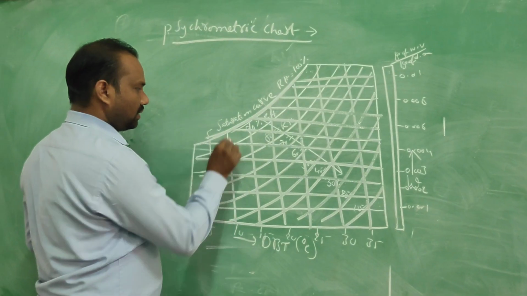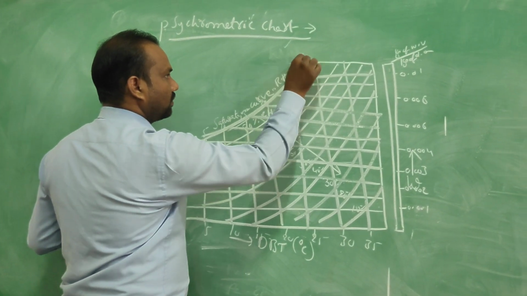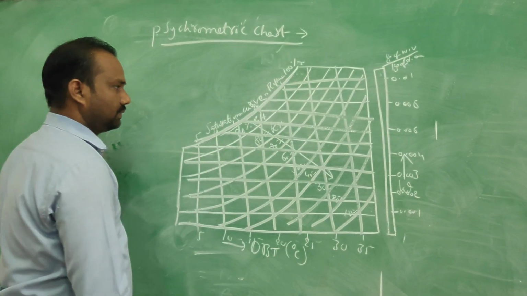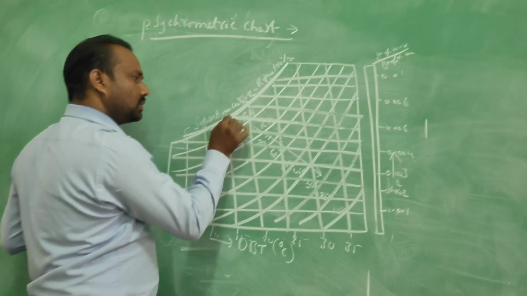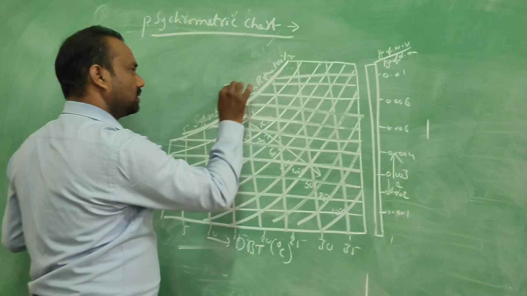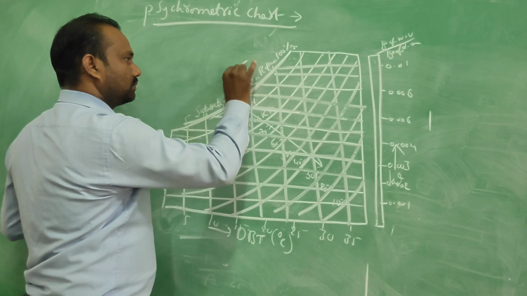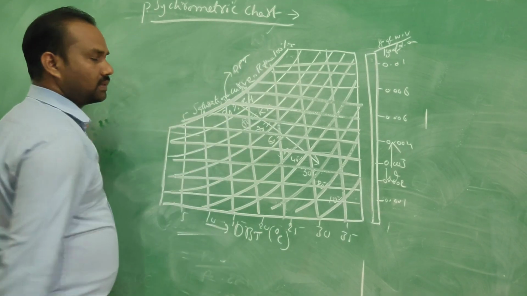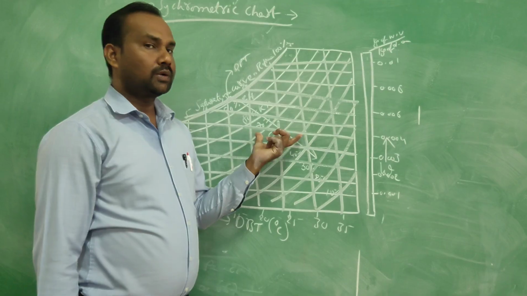This is 5, 10, 15, 20, 25, 30, etc. When you draw any horizontal line towards the saturation curve, whatever value is obtained on the saturation curve, those lines are called DBT lines, dew point temperature values. That means on the psychrometric chart, a horizontal line will indicate two properties.